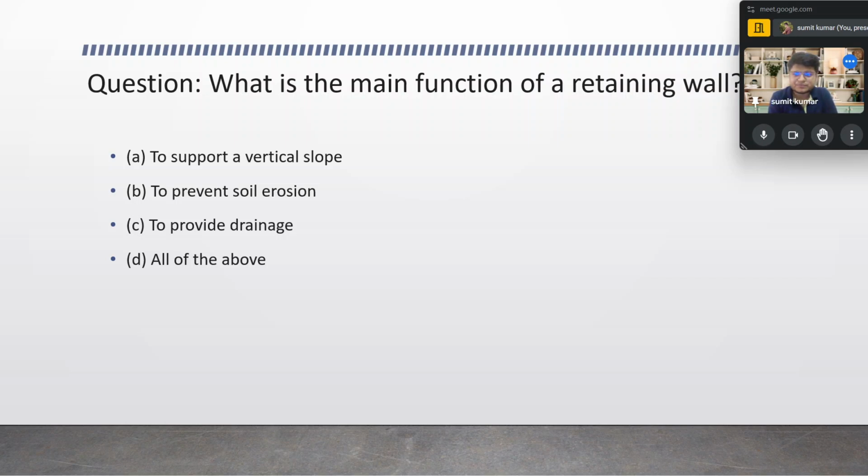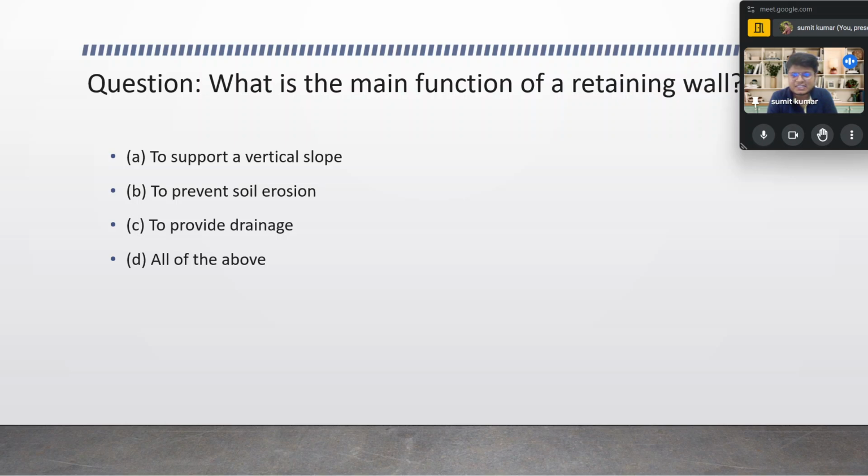As you know, these are MCQs. I will read the options, and then I will state the solution and give the description for the same. So the main function of a retaining wall: option A, to support the vertical slope; option B, to prevent soil erosion; option C, to provide drainage; and option D is all of the above.